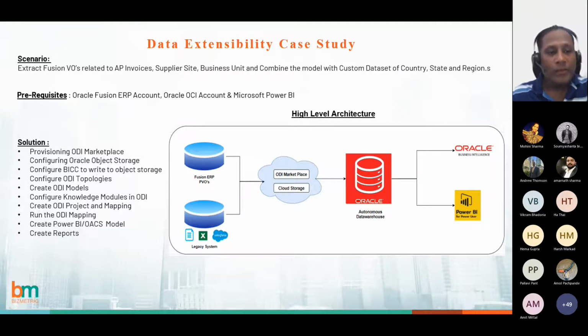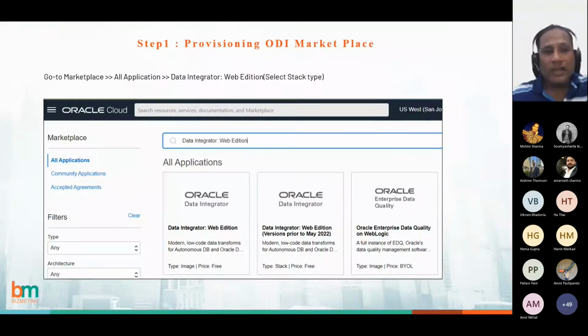Then creating your ODI models. The next is creating knowledge modules in ODI. Then create the mappings in ODI and run those ODI mappings, or pipelines, you can say. Nowadays we usually say pipelines. So create those pipelines, fetch the data, load it into your database, and then create the reports on Power BI and Autonomous in your OACS model. So I'll move to the next slide now.